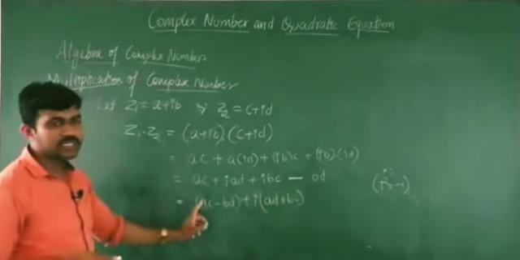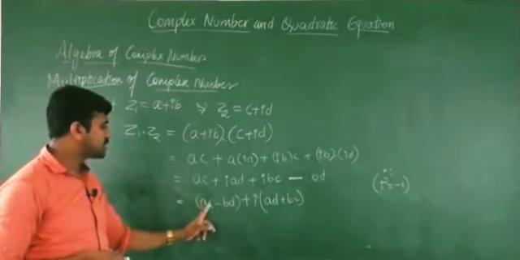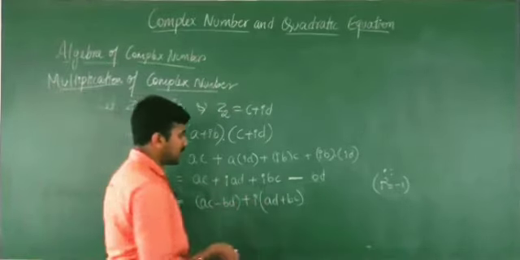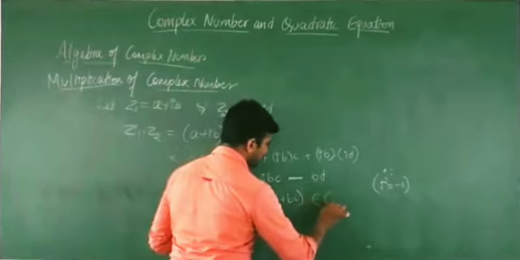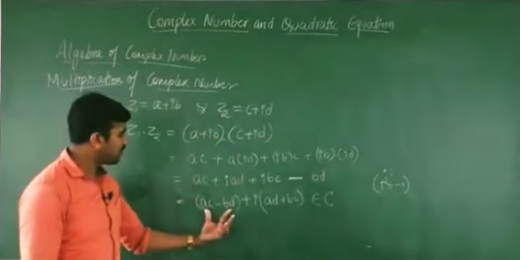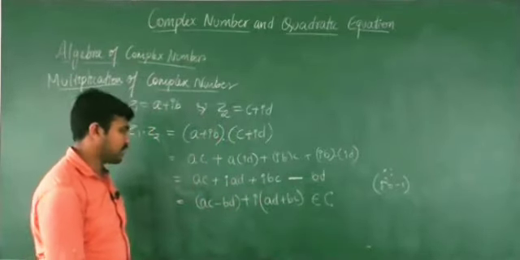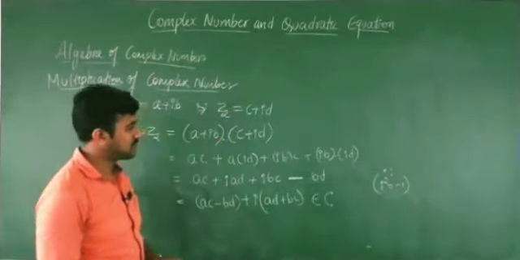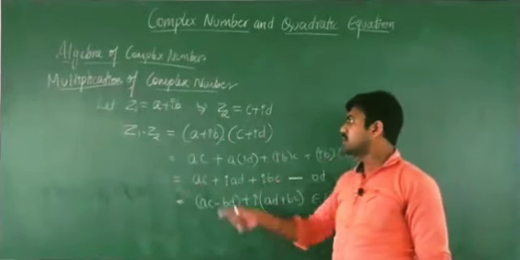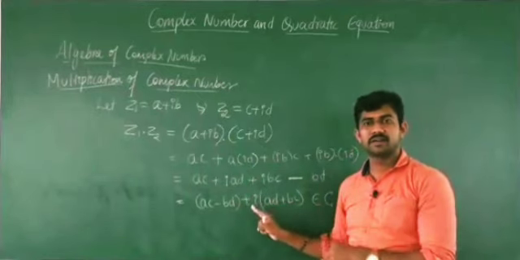So as a result you got Z1 into Z2 is nothing but AC minus BD plus i into AD plus BC, and this clearly belongs to complex numbers. Why? Because it is in the form x plus i into y. So when they ask to multiply any two complex numbers, use the same method, or else you can remember this formula by heart also.